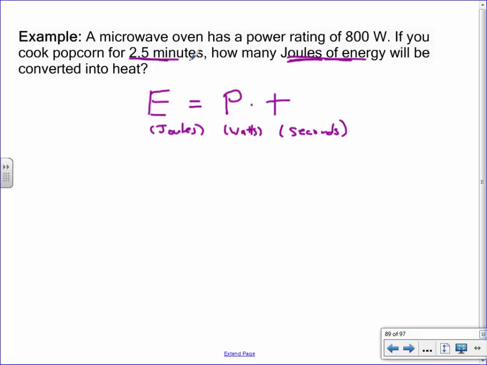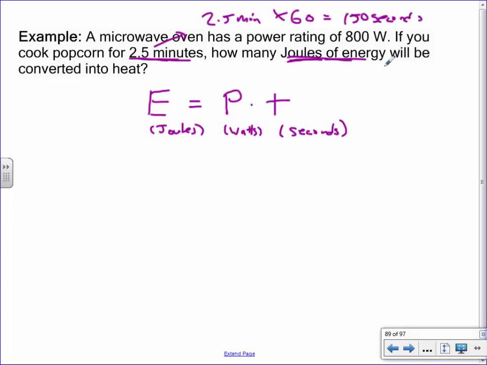So is 2.5 minutes in seconds divided by 60 or times by 60? If you took 2.5 and divided by 60, you'd get like 0.0 something. Is that how many seconds are in a minute? You're backwards, eh? So what we got to do is we got to take 2.5 minutes and we got to times by 60 seconds in a minute. How many seconds are in 2.5 minutes? 150, yeah. Because there's 60 seconds in the first minute, 60 more seconds in the next minute, that's 120, and then 30 more. So yeah, we need 150 seconds.